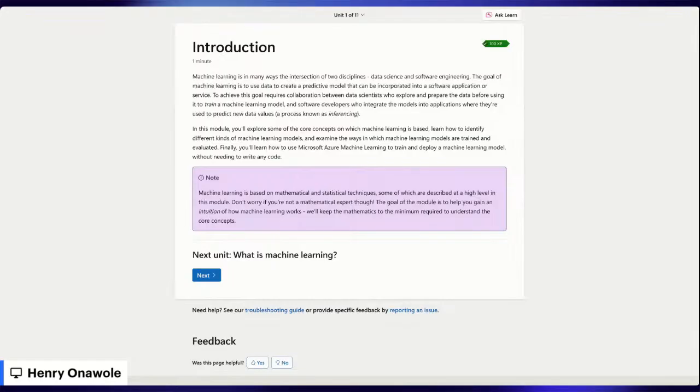Let us read the notes. Machine learning is based on mathematical and statistical techniques, some of which are described at high level in this model. Don't worry if you are not a mathematical expert, though. The goal of the model is to help you gain an intuition of how machine learning works. We will keep the mathematics to minimum required to understand the core concepts. Okay, let's move to the next unit.